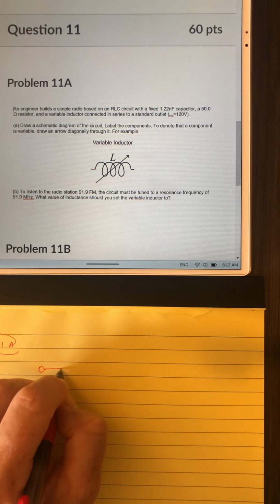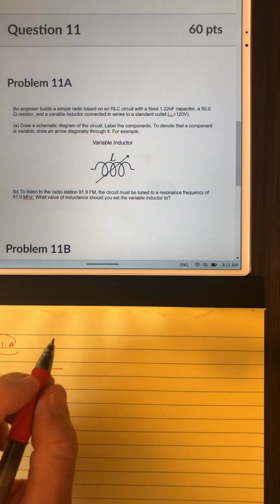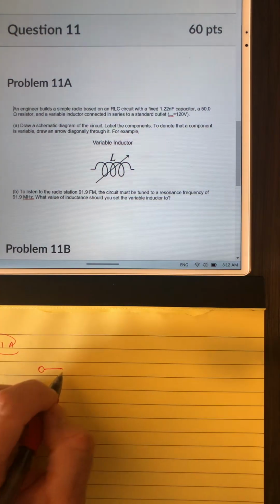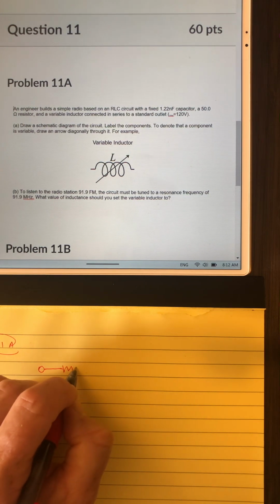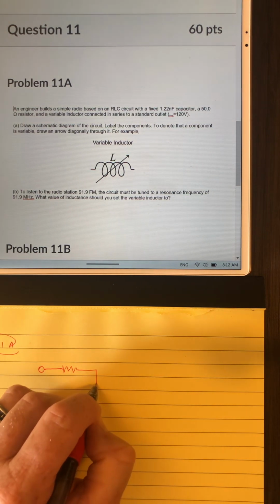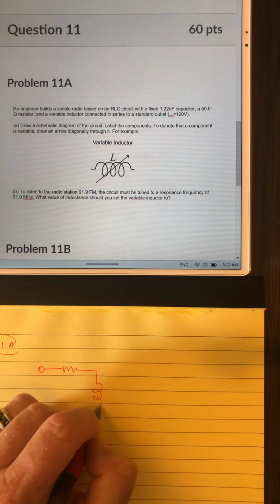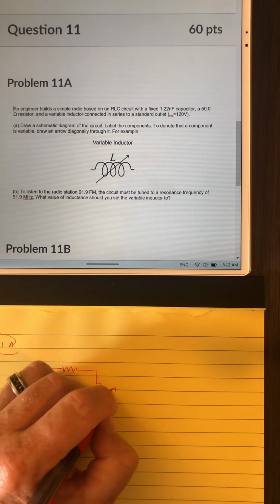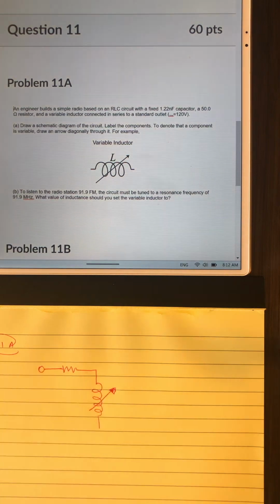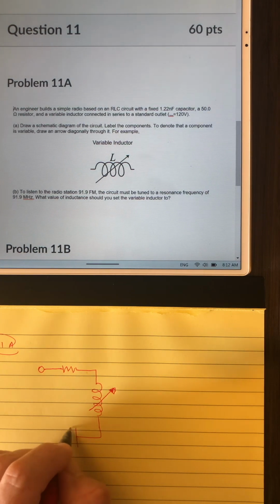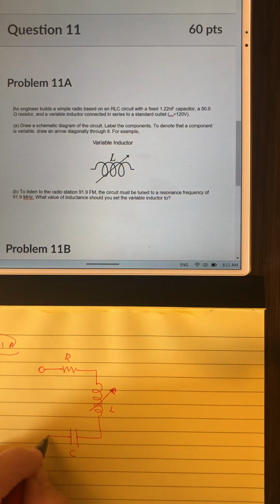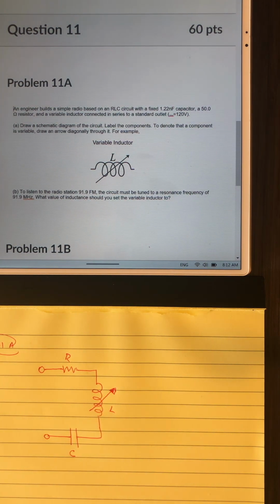It doesn't matter what order you put them in. And since we call this an RLC circuit, why don't I just do the resistor first? Then I'll do the inductor. And this is the one that's going to be variable, so that's what the little arrowhead is. That's something new to you. That's what this problem's kind of describing. And then the capacitor. And I'll put capacitor, inductor, resistor. And so hopefully you have something that looked like this.